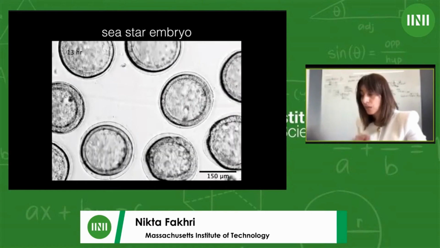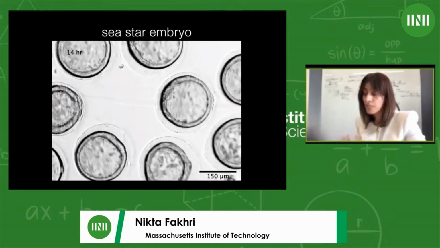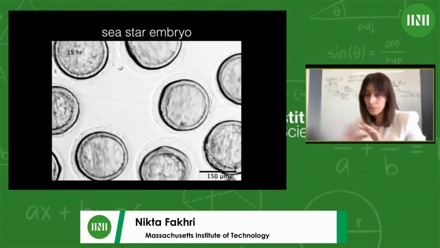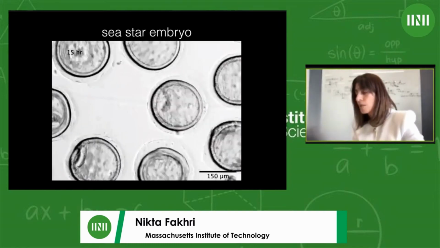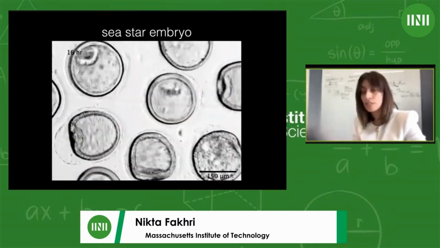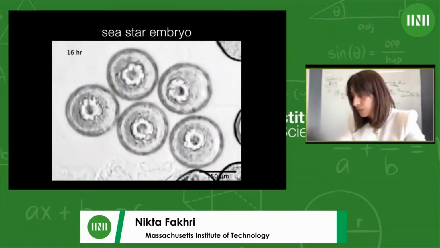Now, these embryos are covered with cilia. At first, they beat asynchronously, and that's why you see this type of chaotic motion. But at some point, they start beating synchronously, and that's when these embryos start swimming. So there are two important symmetry breaking processes that happen here.